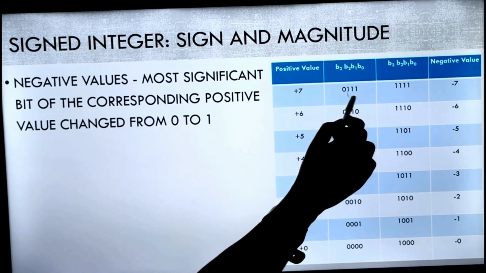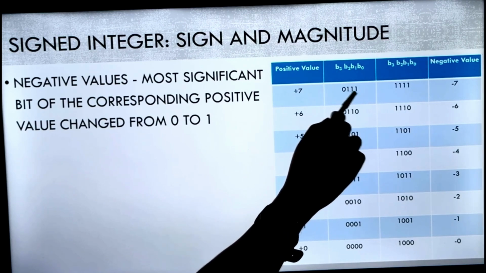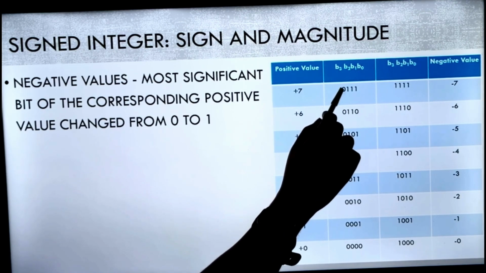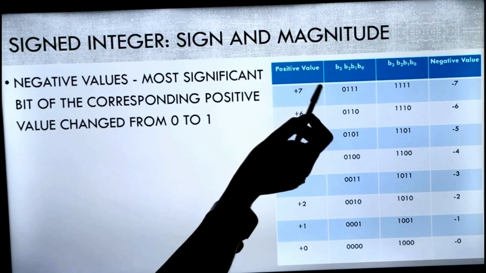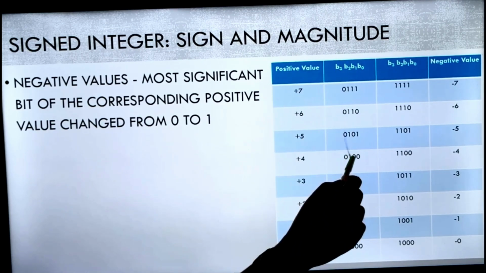7, right? 1, 1, 1 is 7. If I ask you to write plus 7, then you have to put 1 additional 0 here. In sign and magnitude, this is how sign and magnitude works. So you have to take 1 additional bit.